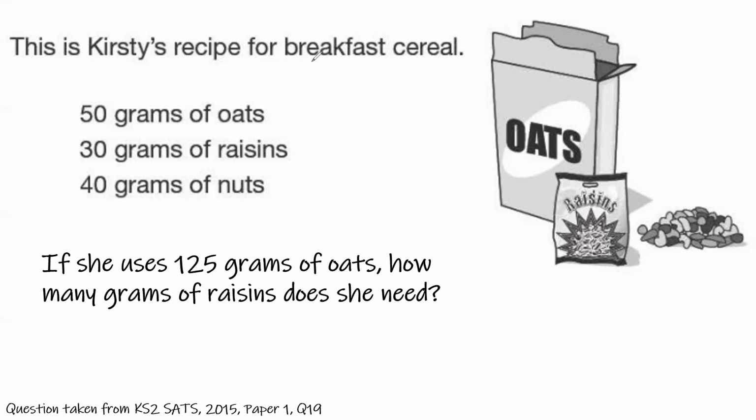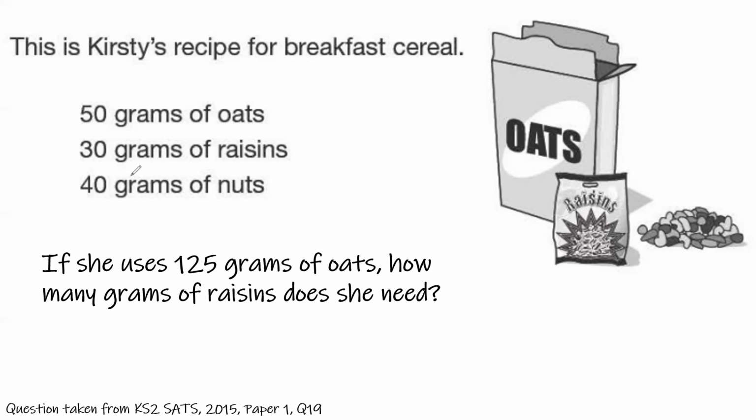We've got Kirsty's recipe for breakfast cereals, which has 50 grams of oats, 30 grams of raisins, and 40 grams of nuts. So we've been told if she uses 125 grams of oats, how many grams of raisins does she need? So a little bit of a tricky one.